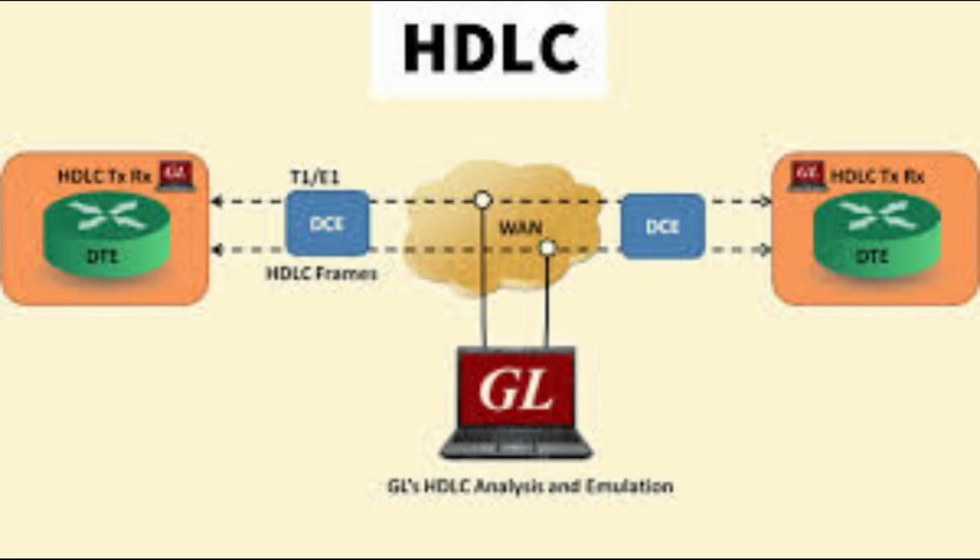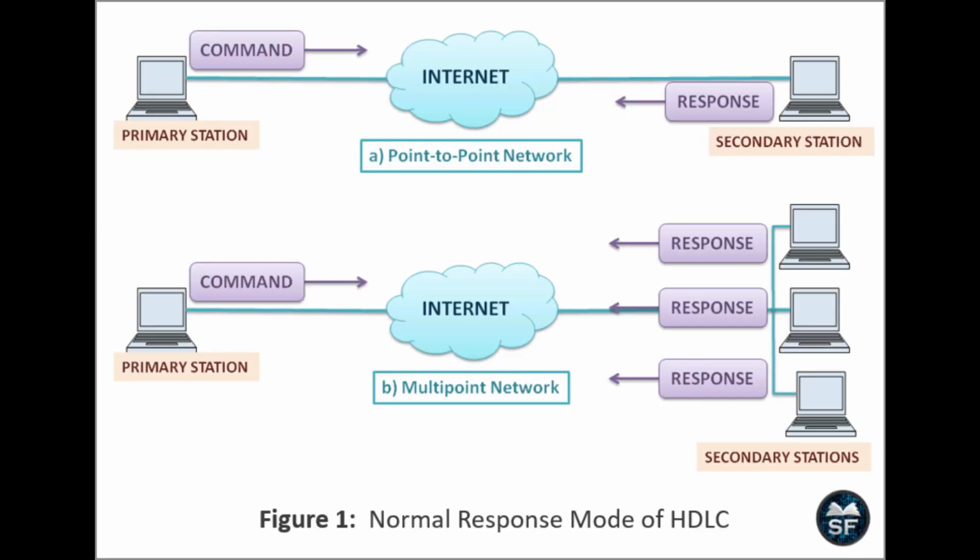Hello friends, now I will explain High-level Data Link Control, abbreviated HDLC. It is a group of communication protocols at the data link layer. It transmits data between networking point-to-point nodes. The data link protocol organizes data into frames, transmits them via the network to the destination, and verifies successful arrival. It is a bit-oriented protocol.